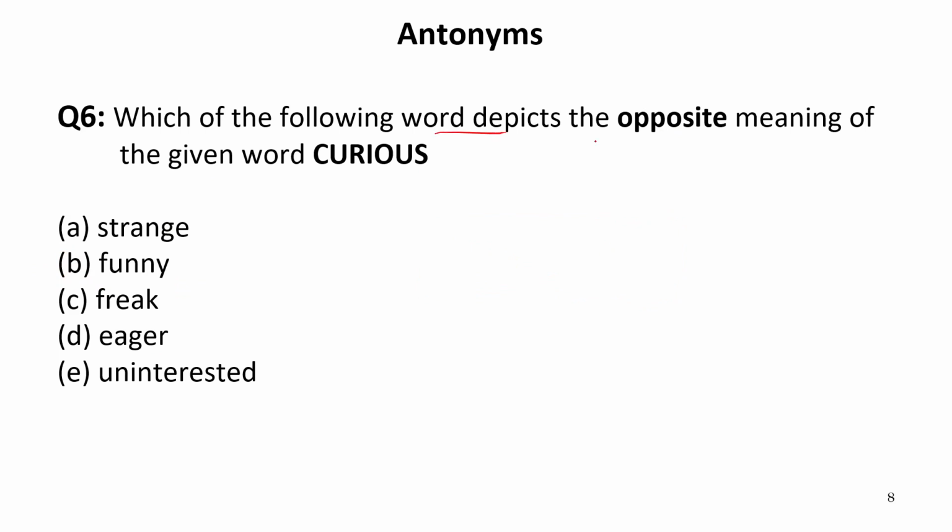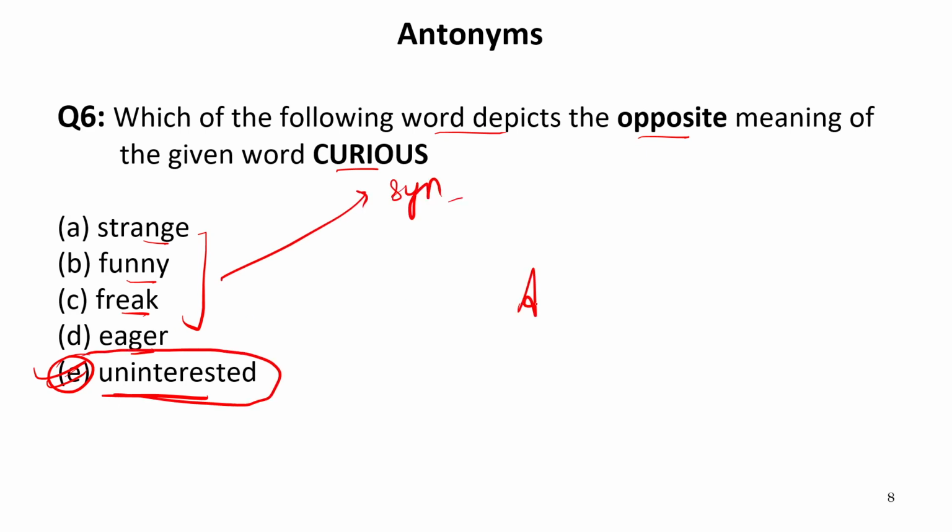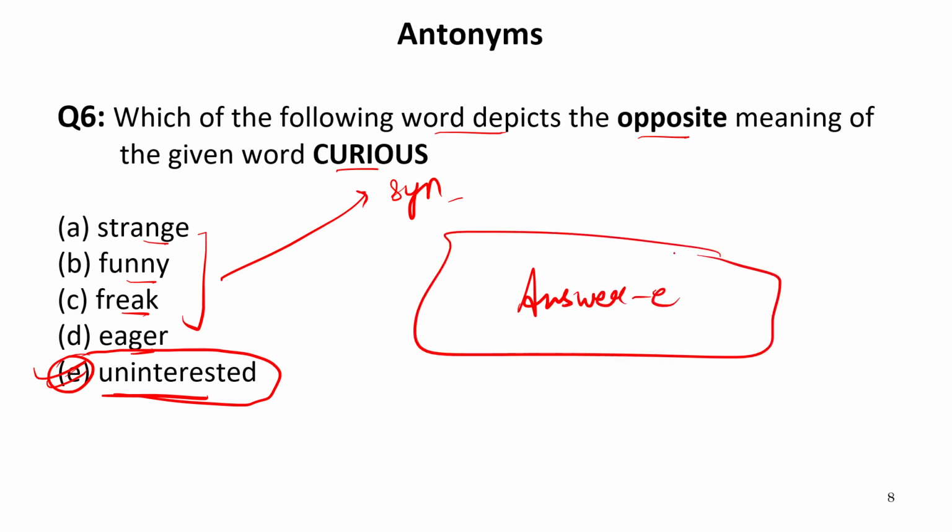Which of the following words depicts the opposite meaning of the word curious? Now curious means a person who is very inquisitive. He wants to ask many questions. So the opposite of it will be uninterested, that is one who is not interested at all. When one is interested, obviously he will ask many questions. Strange, funny, freak, eager, these are all synonyms of this particular word. So the antonym of this particular word is uninterested. So our answer is E. Now let us move to the next one.